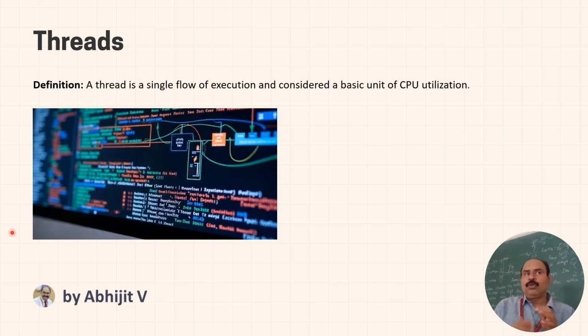So if you are asked in a 2-mark question to define thread, you can write: a thread is a single flow of execution and is considered the basic unit of CPU utilization. Depending upon the number of threads utilized, we calculate the CPU utilization in total.